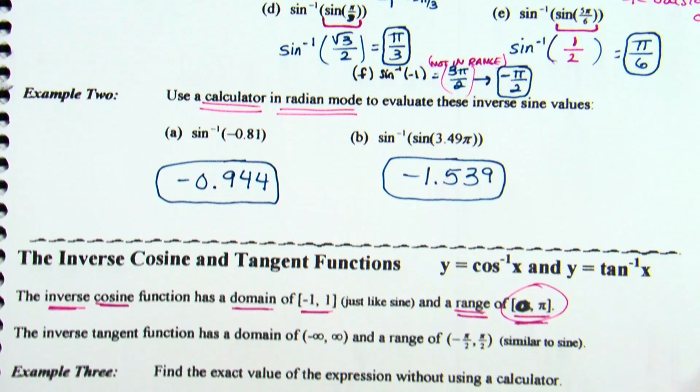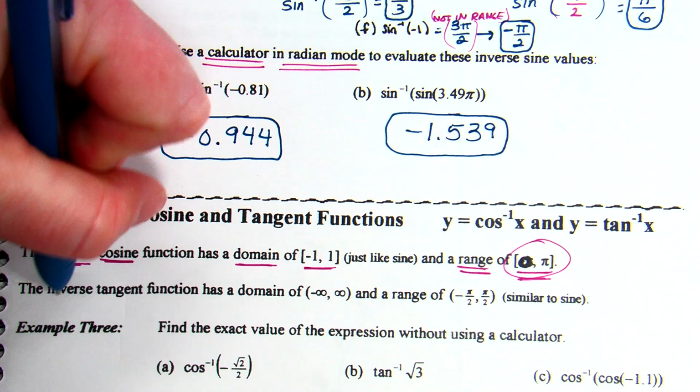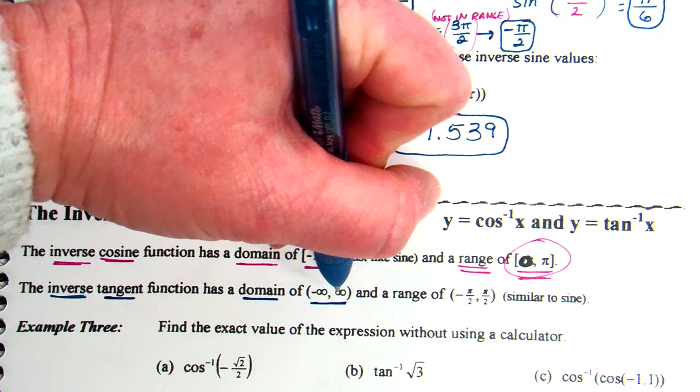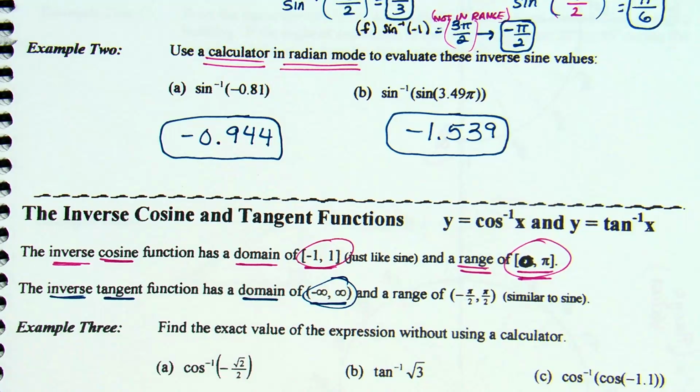And then, what else is listed here? We have to talk about the inverse tangent function. Notice the domain difference this time. Domain is -infinity to +infinity. So, meaning we don't even really have to check the domain on tangent, do we? It could be anything. And then the range.